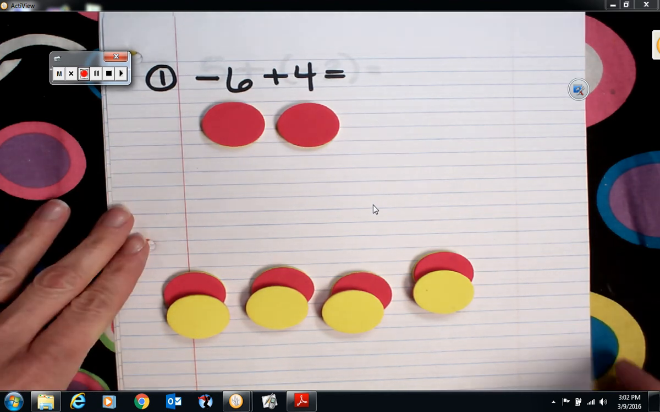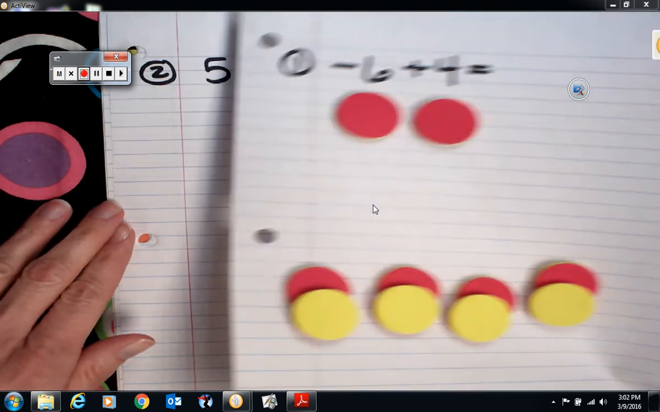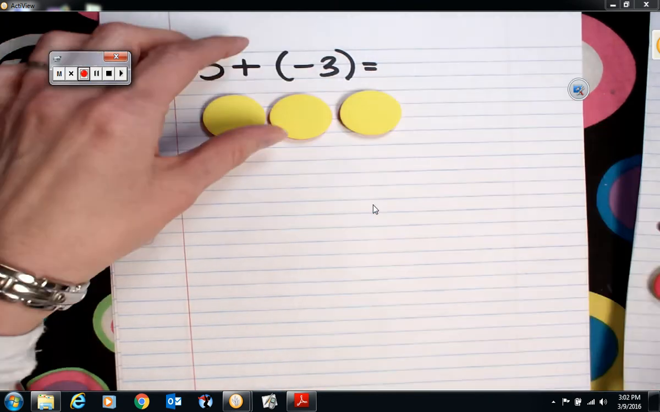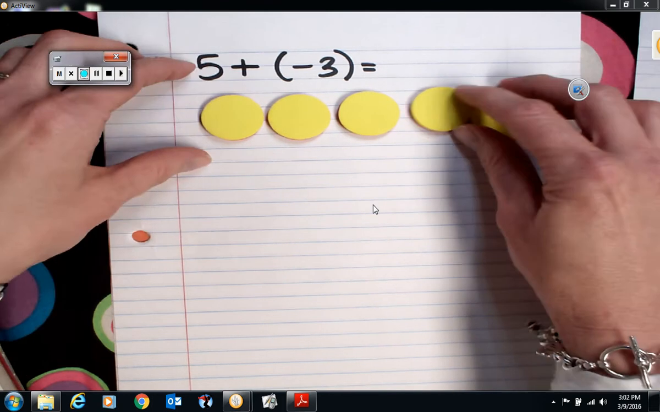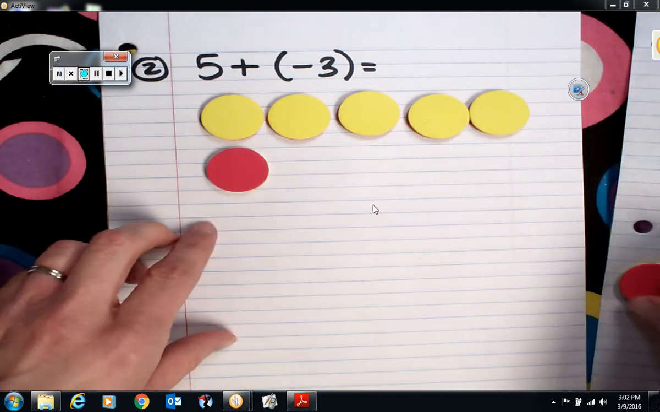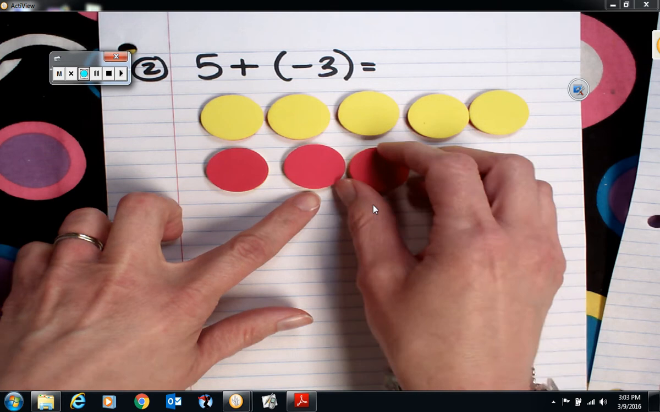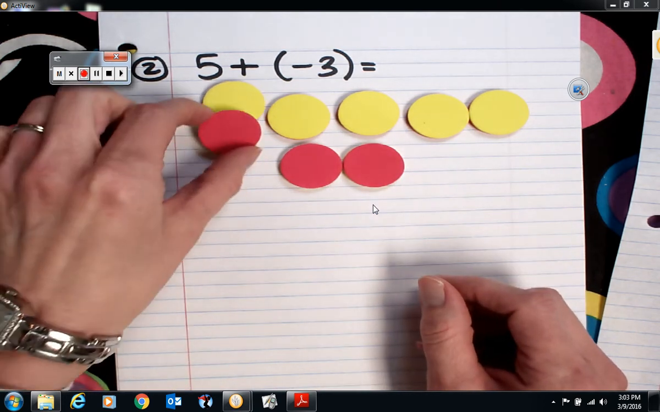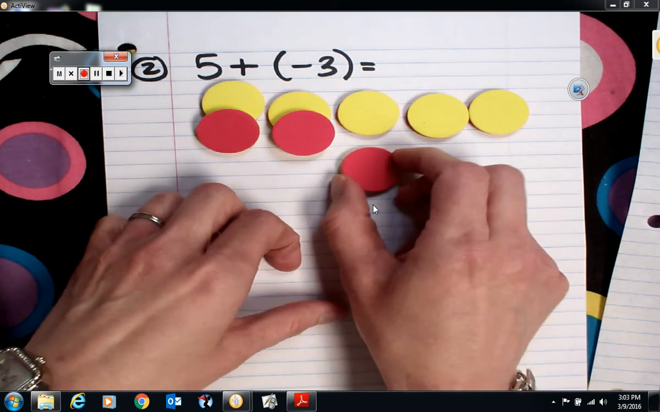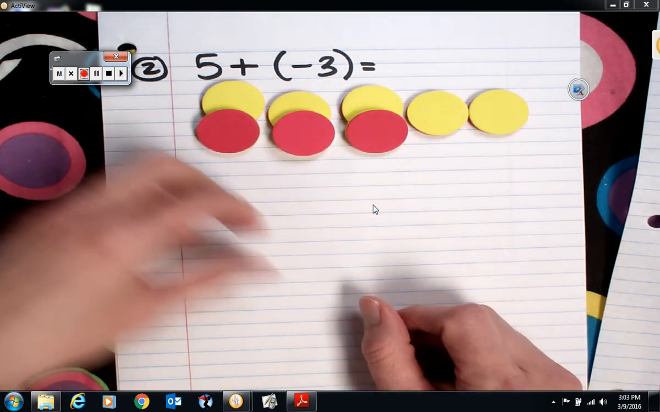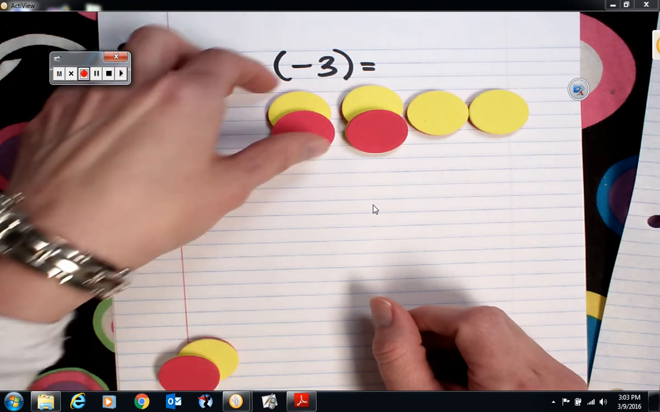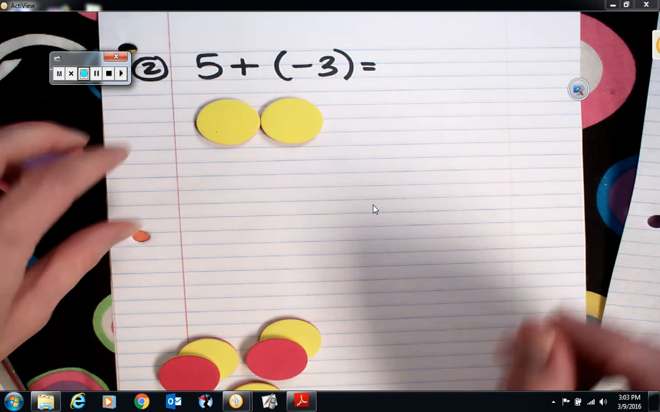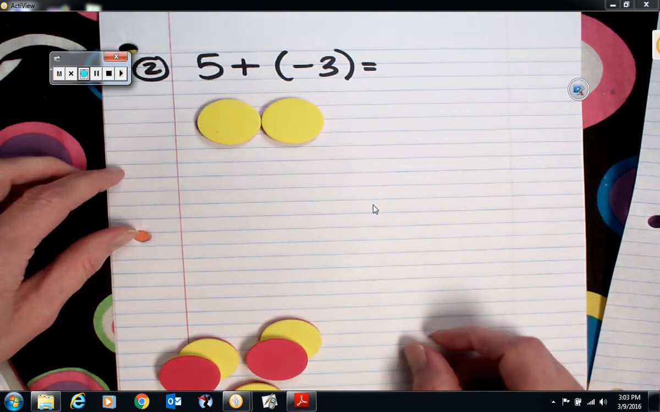And I can try that again, this time starting with a positive. So I'm going to start with +5. And I'm going to add to that -3. And this time I'm going to look for 0 pairs again. So I see a 0 pair here, and here, and here. I'm going to take away those 0 pairs, and then I'm left with a +2. And let's look at this on a number line.